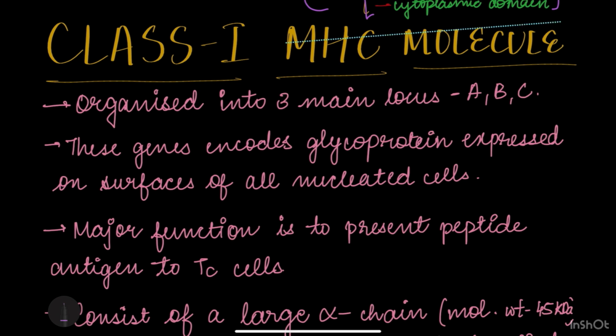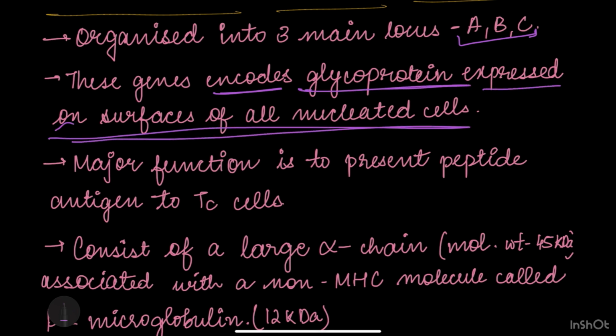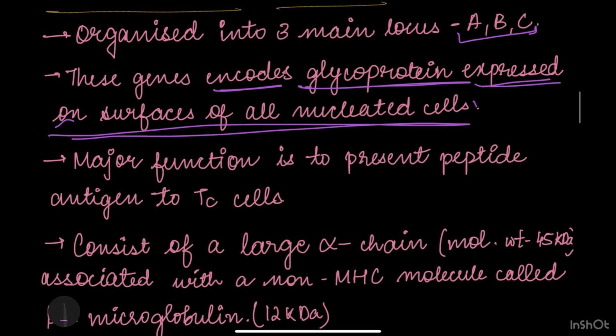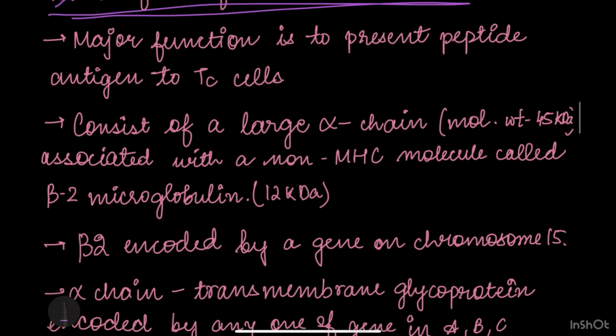It is organized into three main loci we discussed in the video earlier: A, B, C. These genes encode glycoprotein expressed on the surface of all nucleated cells. This is a very important point to remember, that these genes encode protein which are expressed on the surface of nucleated cells. Class 2 is expressed on the surface of dendritic cells, and class 1 is on nucleated cells. Please remember this because it will be of further use also as we'll study endogenous and exogenous pathway.